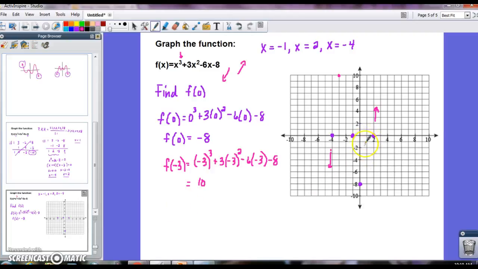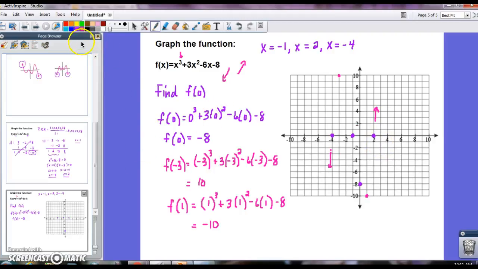I could also figure out what's happening at 1. So let's try f of 1. I'm going to do that same thing: 1 to the third plus 3 times 1 squared minus 6 times 1 minus 8. Again, put it in your graphing calculator as one long statement and hit enter, and that will give you negative 10. So when x is 1, I'm down here at negative 10. All of these points are helping me get an idea of what this graph looks like.